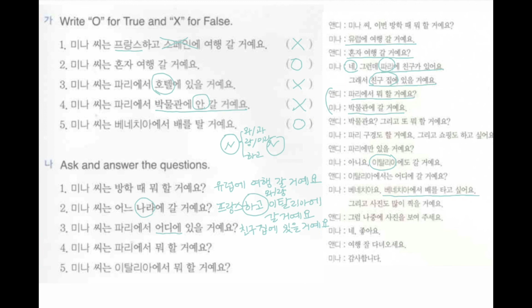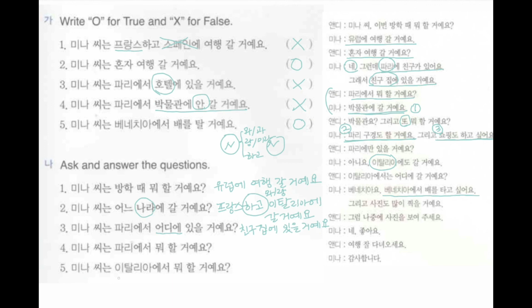좋습니다. 자, number four. 미나 씨는 파리에서 뭐 할 거예요? 자, 파리에서 뭐 할 거예요? There are several answers possible. So number one, 박물관에 갈 거예요. 그리고 또 뭐 할 거예요? 파리 구경도 할 거예요. She will look around Paris. 그리고 뭐 할 거예요? 쇼핑도 하고 싶어요. Okay? So you can choose one of these three activities or all.